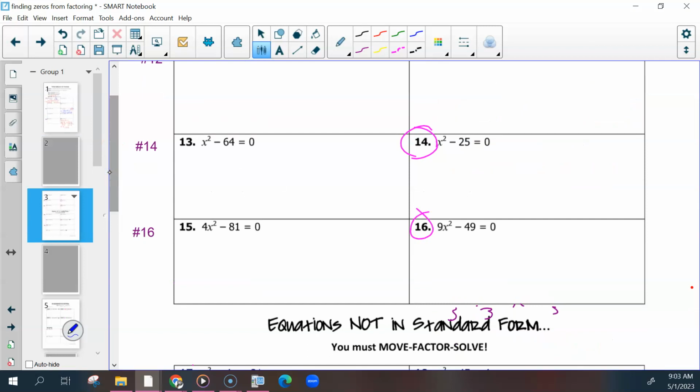We're going to do 13. Again, this has two terms, so difference of squares or GCF. Which of the two could we do? Difference of squares. Anyone remember how to factor using difference of squares?